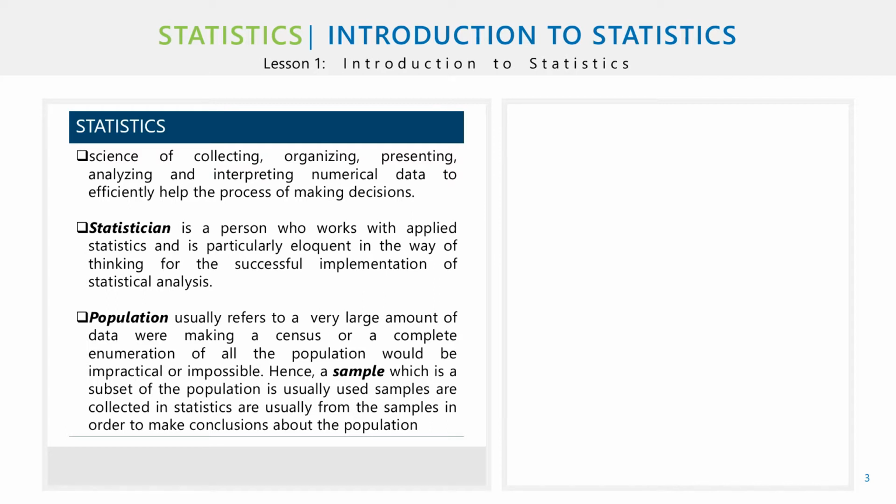A statistician is defined as a person who works with applied statistics and is particularly eloquent in the way of thinking for the successful implementation of statistical analysis. Also, a statistician is someone who is particularly well-versed in the way of thinking necessary for the successful application of statistical analysis. So for this whole semester, I will teach you how a statistician thinks.